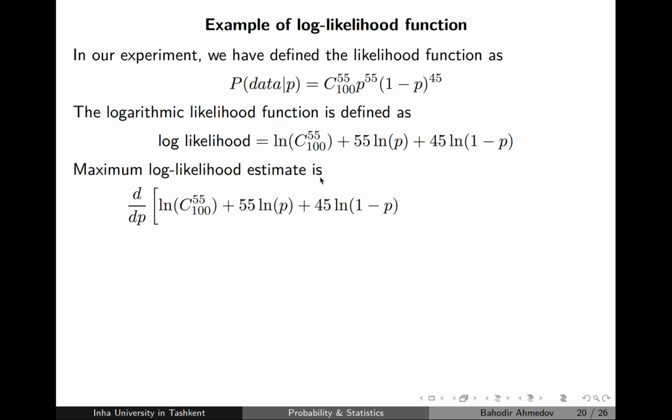If I would like to maximize this logarithmic likelihood function, I'm going to take the derivative with respect to p and equate it to 0. The derivative of the first term is 0 because it is just a constant. The derivative of the second term is 55 multiplied by 1 over p, and the derivative of the third is 45 multiplied by 1 over 1 minus p, multiplied by the derivative of 1 minus p, which is minus 1. If I equate this to 0, I find that p is equal to 55 over 100. So in this case it was slightly easier to get the maximum likelihood estimate.